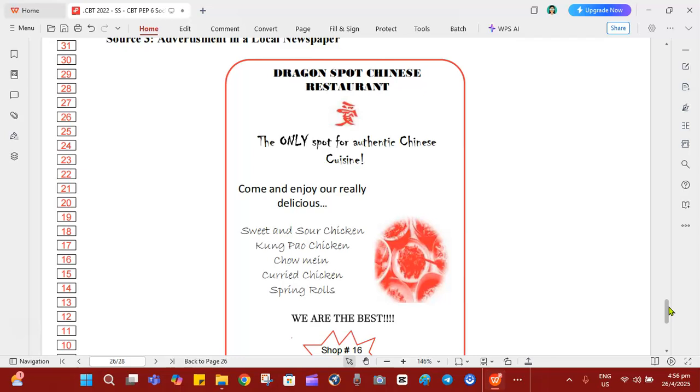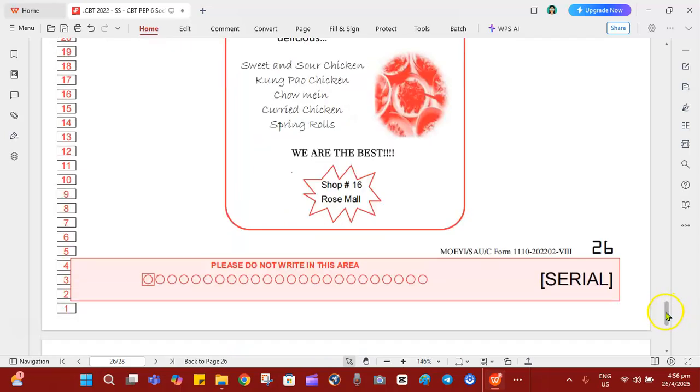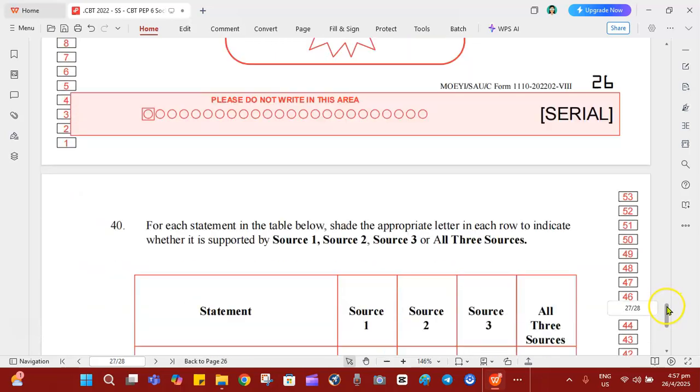Dragon Spot Chinese Restaurant, the only spot for authentic Chinese cuisine. Come and enjoy our really delicious sweet and sour chicken, kung pao chicken, chow mein, curry chicken, spring rolls. We are the best. Shop 16 Rose Mall. So we have 3 sources here.